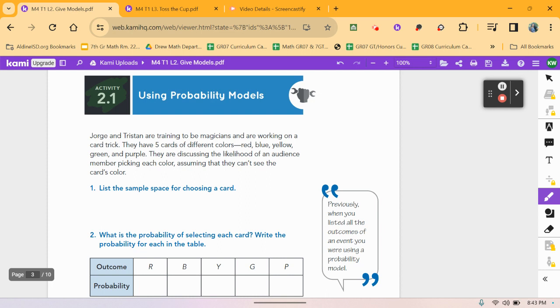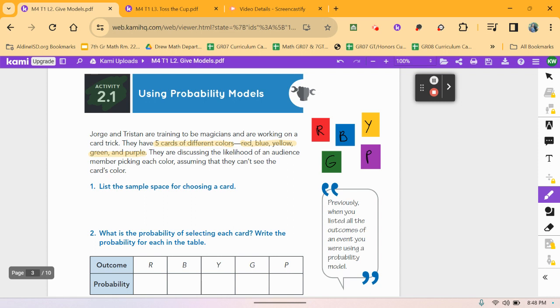Question number 1 says, list the sample space for choosing a card. Now, the sample space, remember, is all of the possible outcomes in this experiment. So here it tells us in the description that there are 5 different color cards, and I went ahead and just drew those out for you because if I've got the tools to, why not?